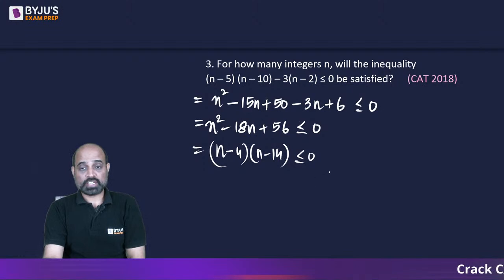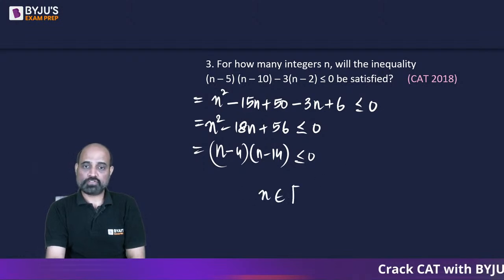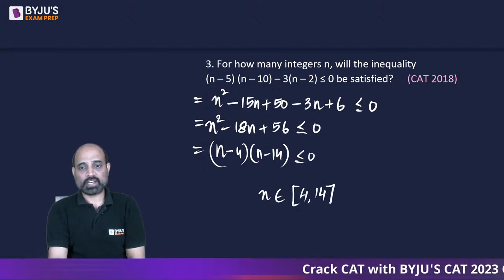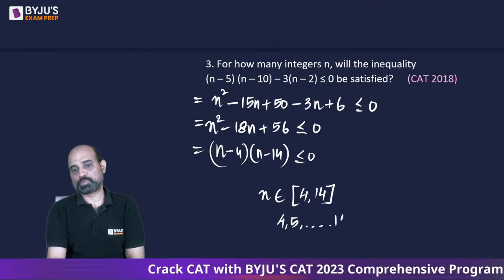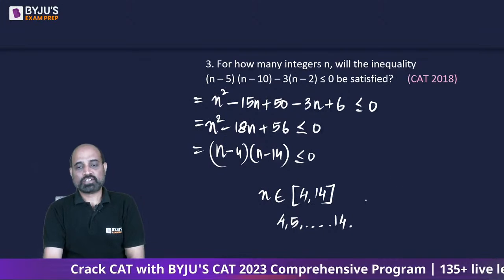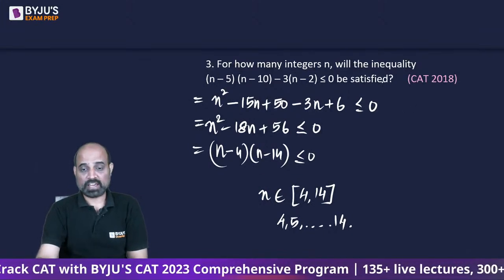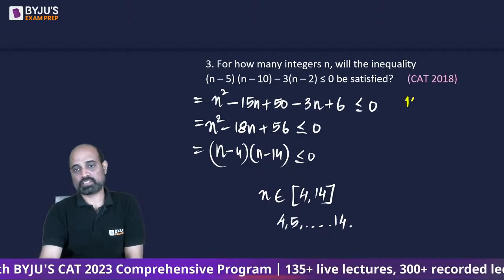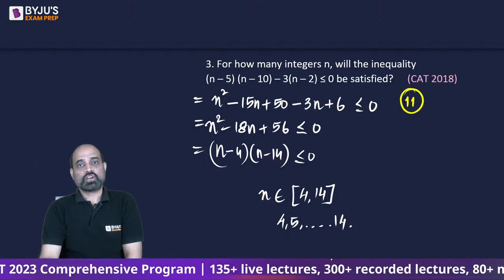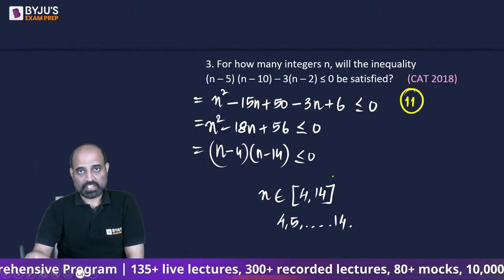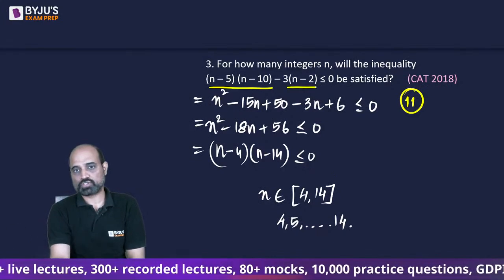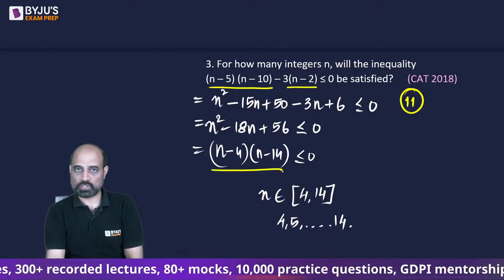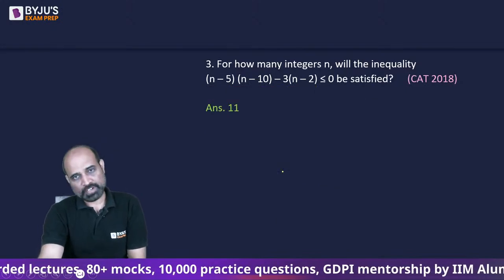So this is going to give us the values of n ranging from 4 to 14, right? How many numbers are there from 4 onwards up to 14? So 14 minus 3, 11 such integral values exist. We will be able to find the range once we have everything factorized. It was not factorized, so we factorized it eventually. So the answer will be 11 values.